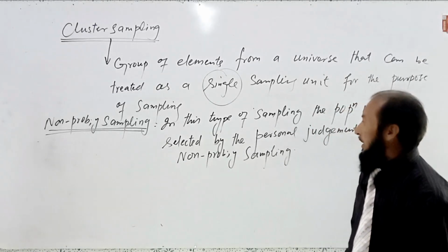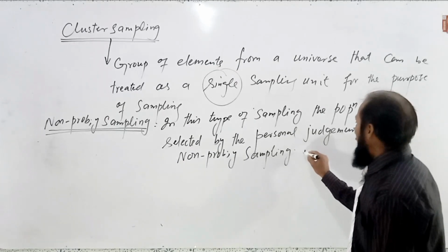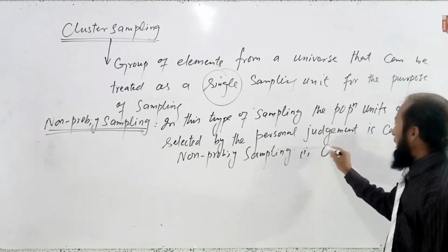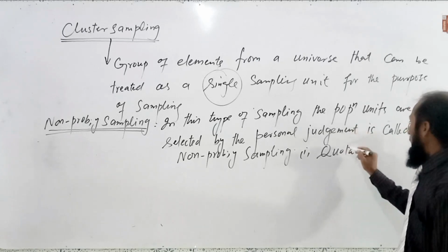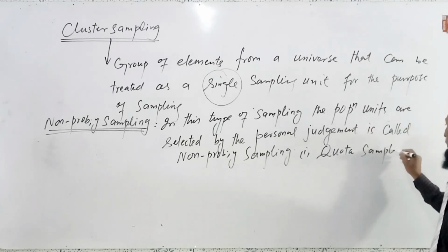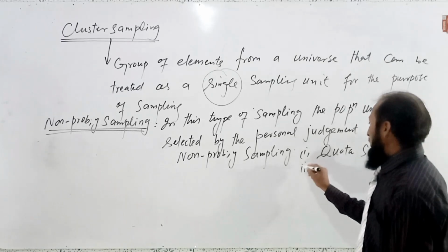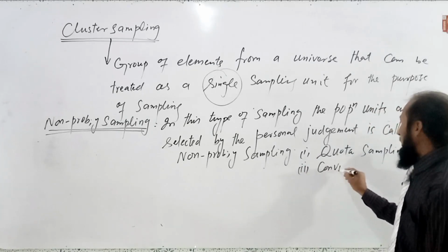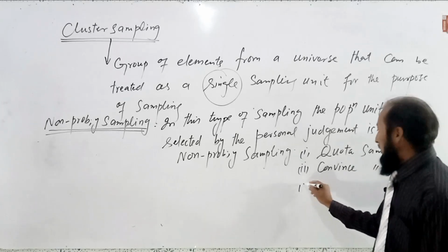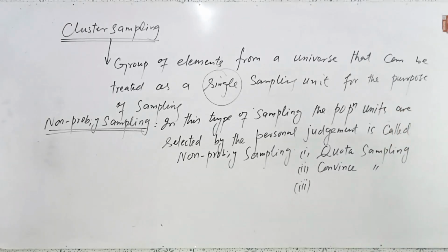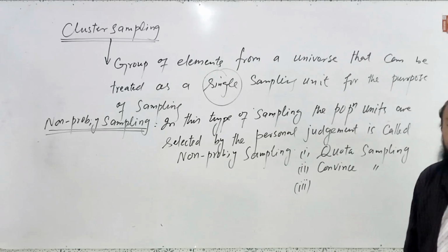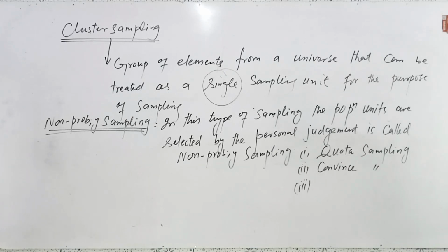Non-probability sampling is further divided into four branches. The first one is quota sampling, then convenience sampling, and the third one is judgment sampling.